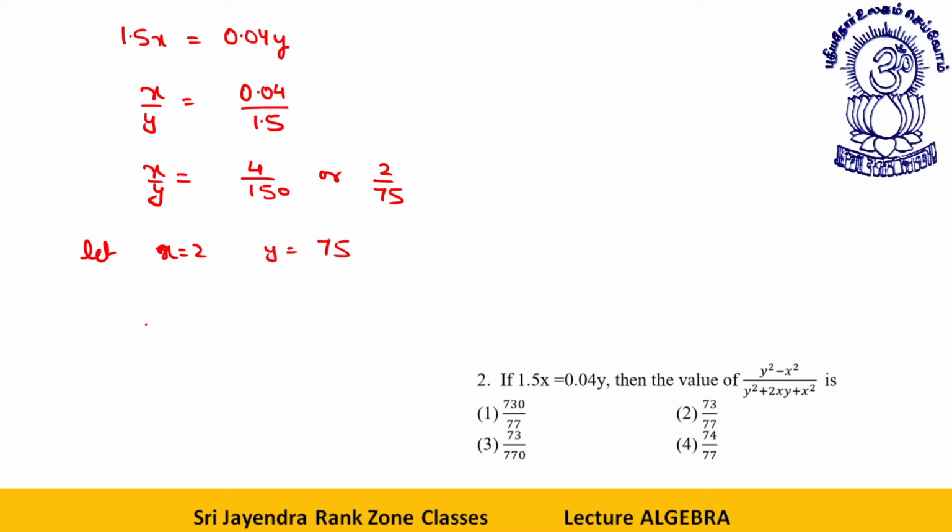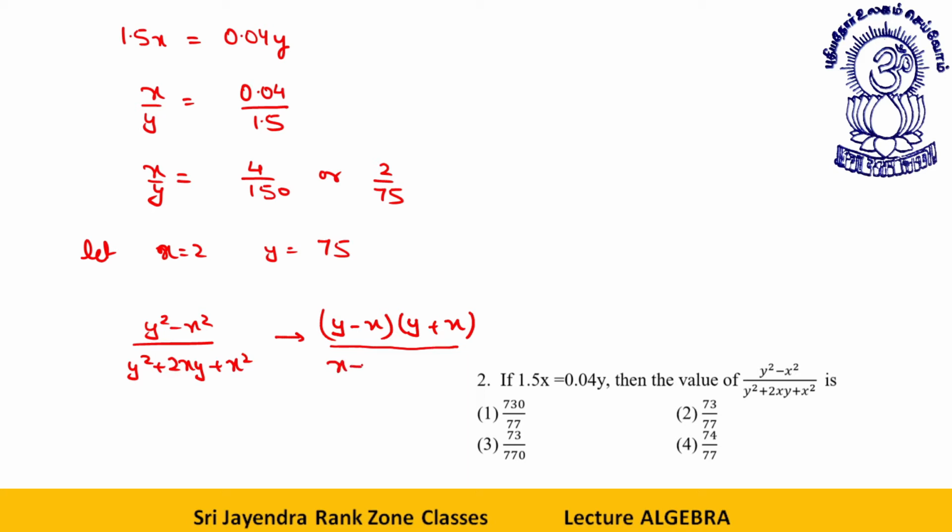We'll see. Now y square minus x square over y square plus 2xy plus x square. This will give you what? y minus x into y plus x, divided by x plus y whole square, that is x plus y into x plus y. x plus y and x plus y will get cancelled off. What you are left with is y minus x upon y plus x.